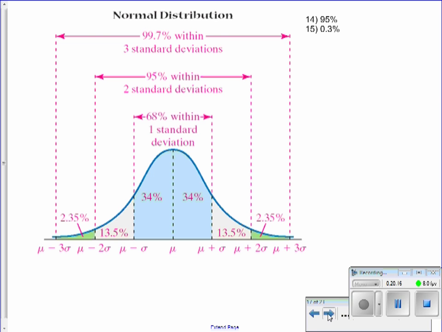Once you get out to 3, you're up over 99%, which means, as question 15 asks, how much is left for the remainder of your tail space over there to the left and to the right? It's only 0.3%, so extremely tiny. But there still is a little bit out there. We'll never reach out. Correct.